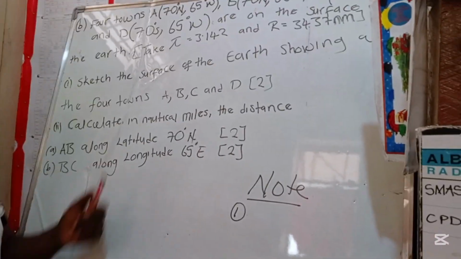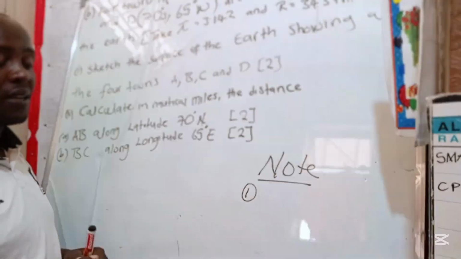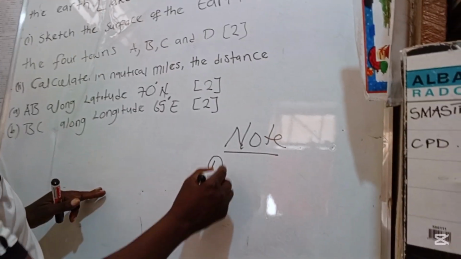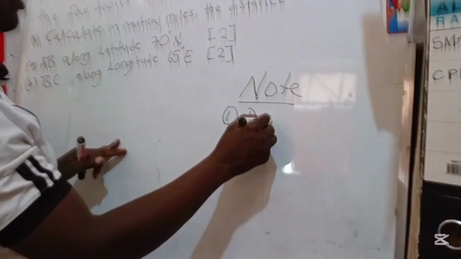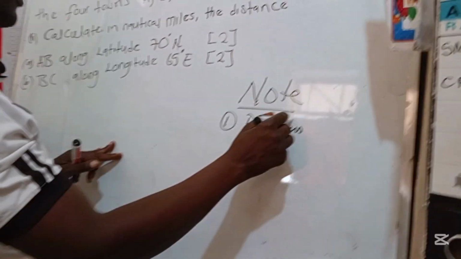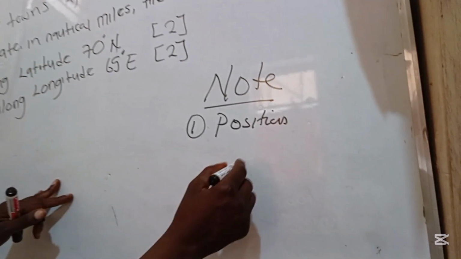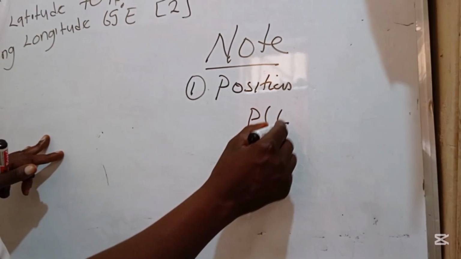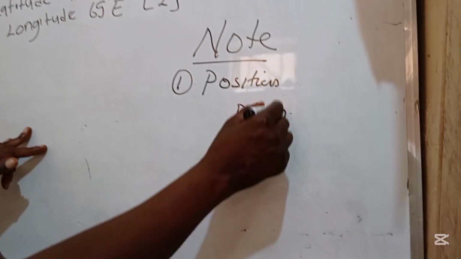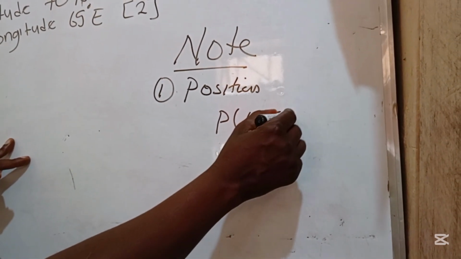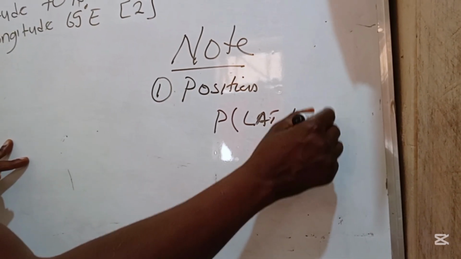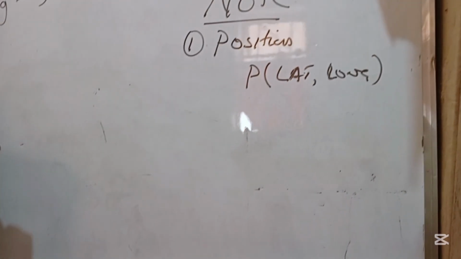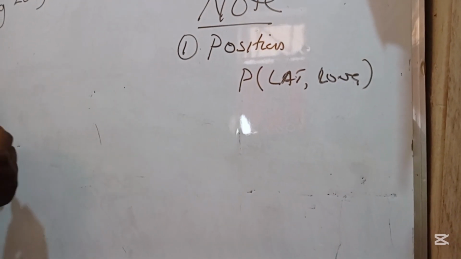Ladies and gentlemen, before we answer this question, let's remind one another how to do it. Number one, we should understand the position. How do we write the position of points on the Earth's surface? We always start with any position P, just like in coordinate form. Please start with the latitude, followed by the longitude. This is the one thing you should remember.